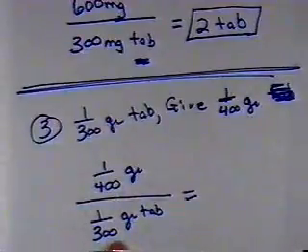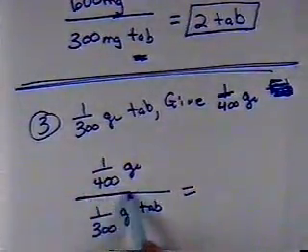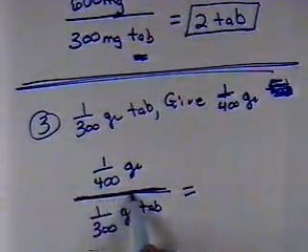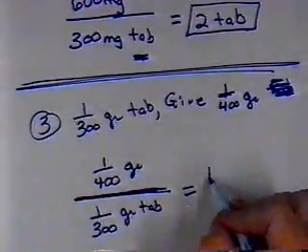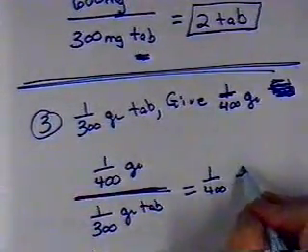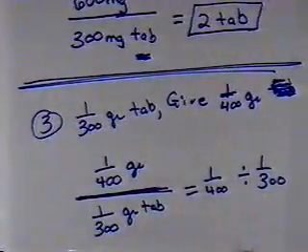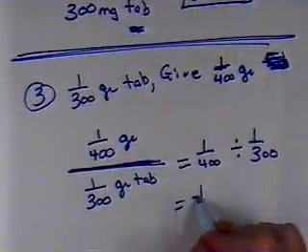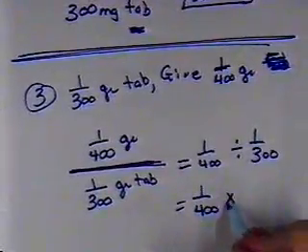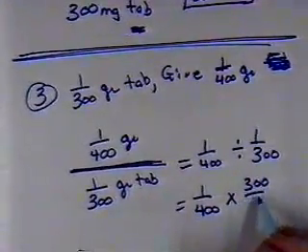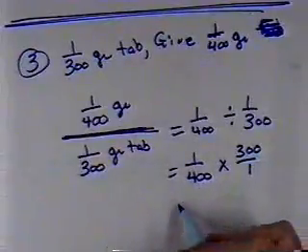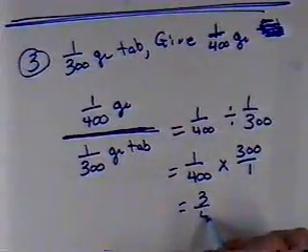Now, when you have a fraction on top of a fraction, you just have to remember that this is another way of telling you to divide. So we take 1/400th divided by 1/300th. And we take 1/400th times 3/1. That's 3/4 of a tablet.